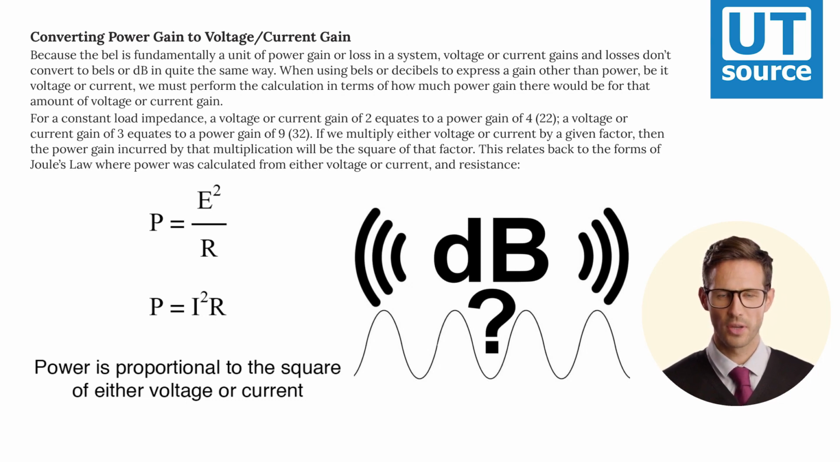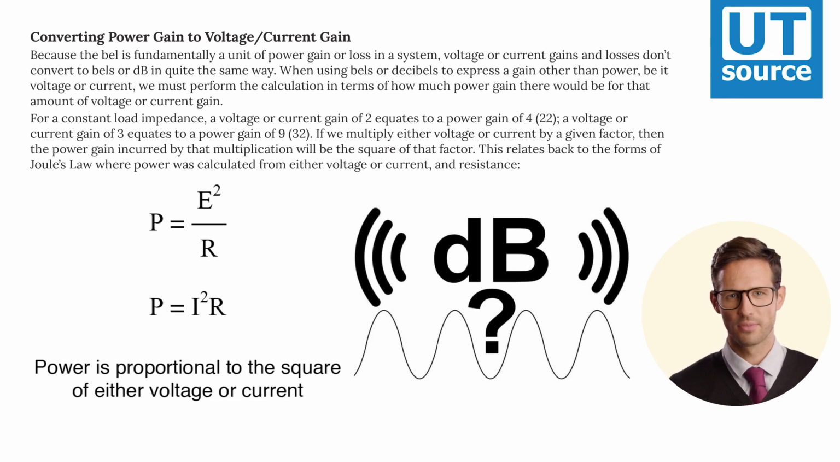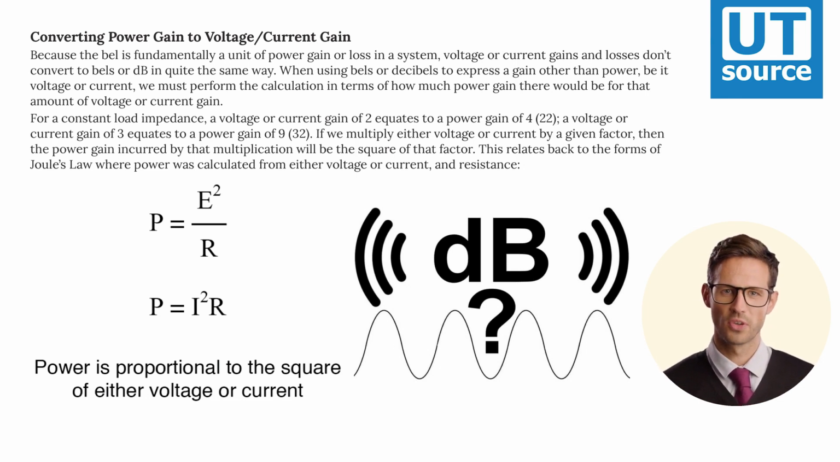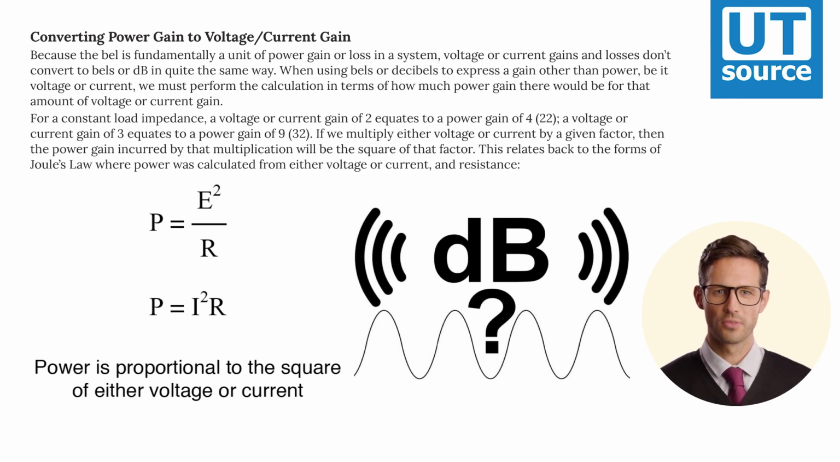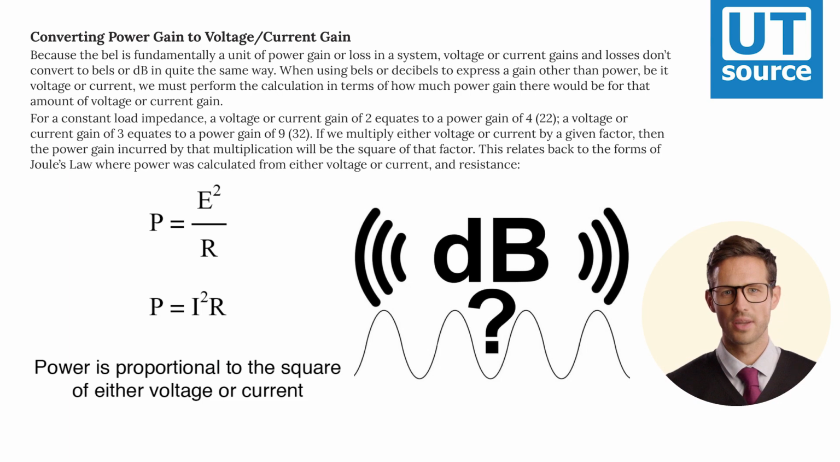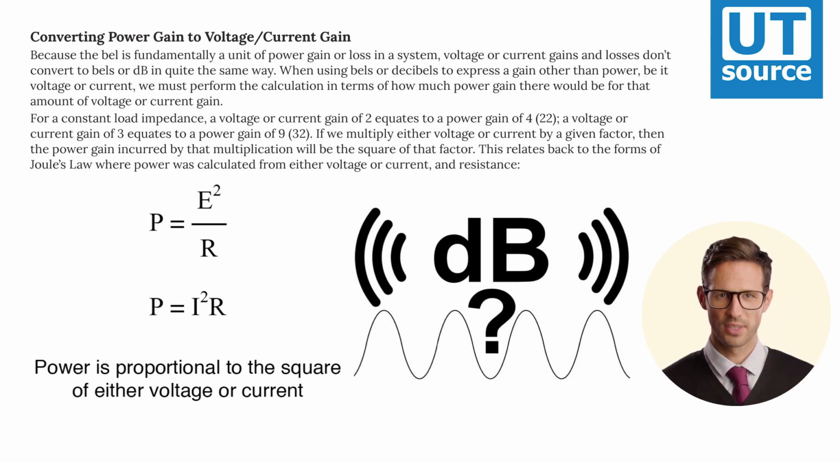For a constant load impedance, a voltage or current gain of 2 equates to a power gain of 4, or 2 squared. A voltage or current gain of 3 equates to a power gain of 9, or 3 squared. If we multiply either voltage or current by a given factor, then the power gain incurred by that multiplication will be the square of that factor. This relates back to the forms of Joule's law, where power was calculated from either voltage or current, and resistance.